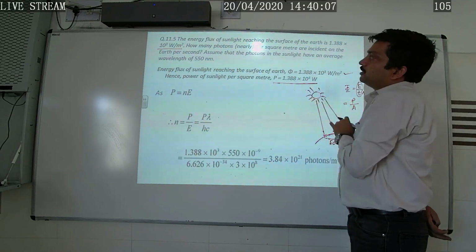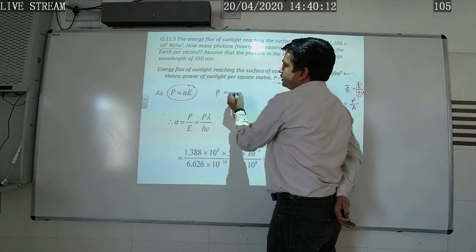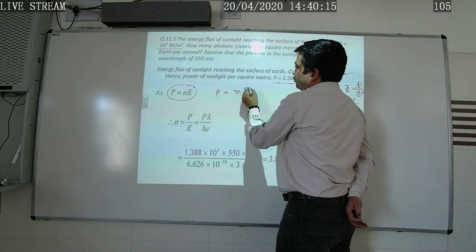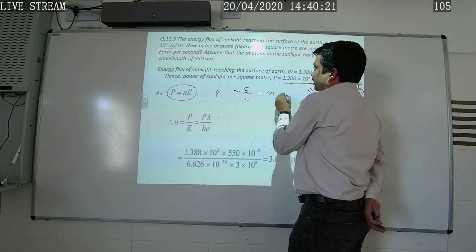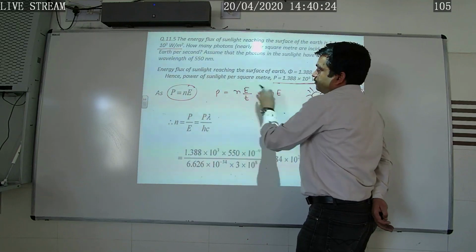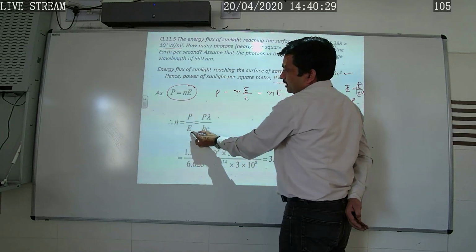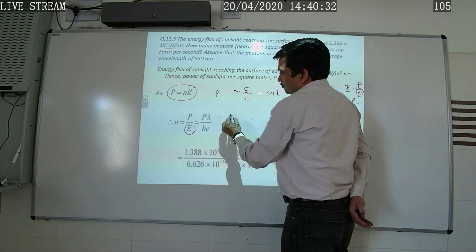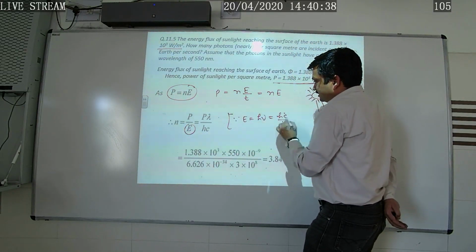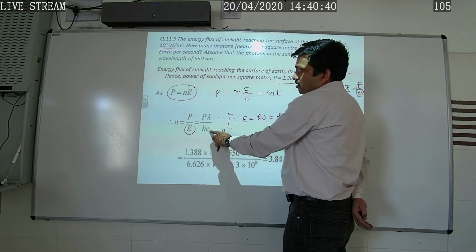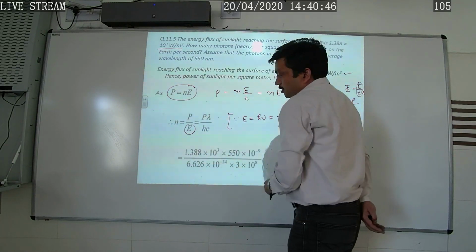Now we want to calculate the number of photons. We know that P is equal to N times E by T. If I put T as 1 second, this becomes N times E, which is ultimately equal to power. Therefore N is equal to P by E. And E is equal to h nu, or we can write hc by lambda. Putting the value of E as hc by lambda, lambda gets multiplied by P, so we get P lambda over hc.